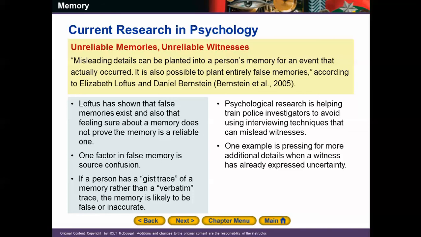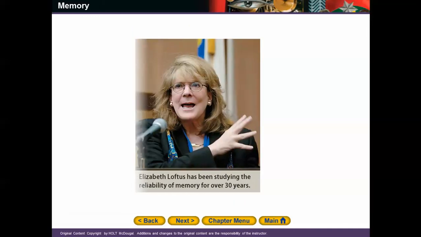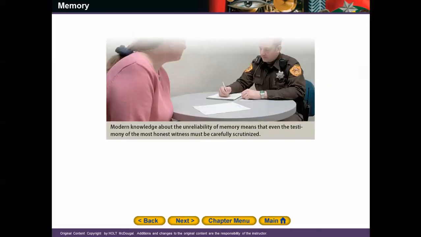Psychological research is helping train police investigators to avoid using interviewing techniques that can mislead a witness, because again, our brain is constantly looking for ways to connect itself. So if we have a situation in which somebody's memory isn't quite clear, leading questions can convince them to believe that something happened when it really didn't. And that's Elizabeth Loftus right there.